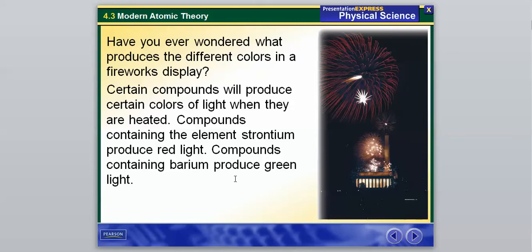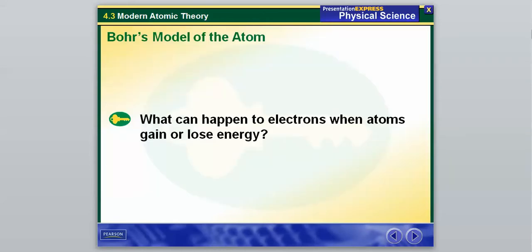By the end of this video, we're going to find out how electrons play a role in the heating, the energy change, and the release of the different colors. So we'll know why fireworks show different colors in different displays. This is going to be based off a guy by the last name of Bohr, and what he took a look at is electrons. That was his main focus. So our big question is: what happens to electrons when atoms gain or lose energy?